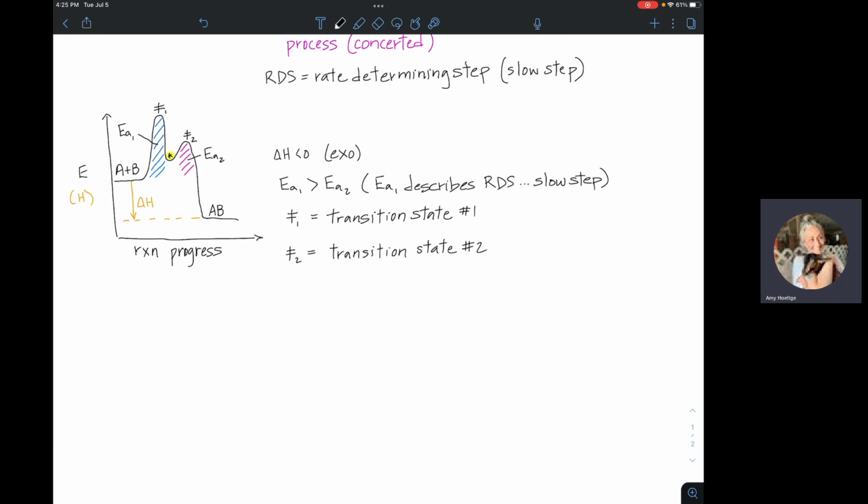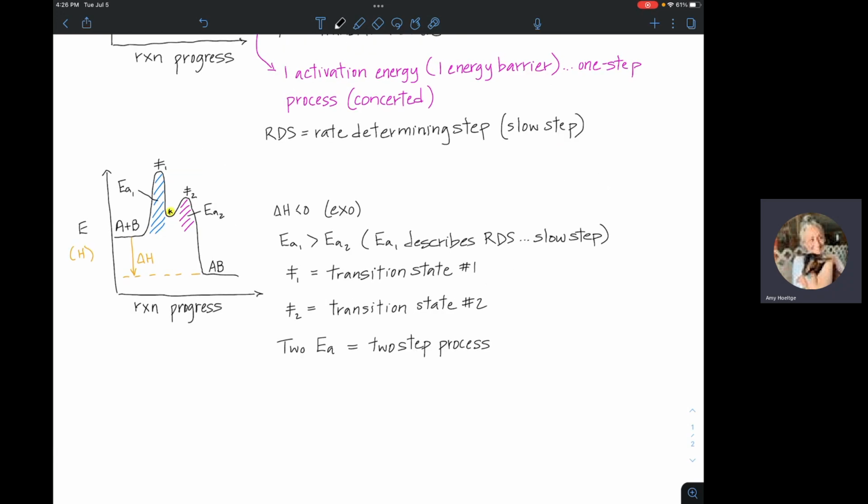In this particular case, we see that we have 2 bumps in general. Since we have 2 activation energies, it means we have a 2-step process. And again, our rate determining step is going to be that first bump because it's bigger. The energy barrier is larger. And then the last thing on this particular diagram is this little asterisk that I put in.